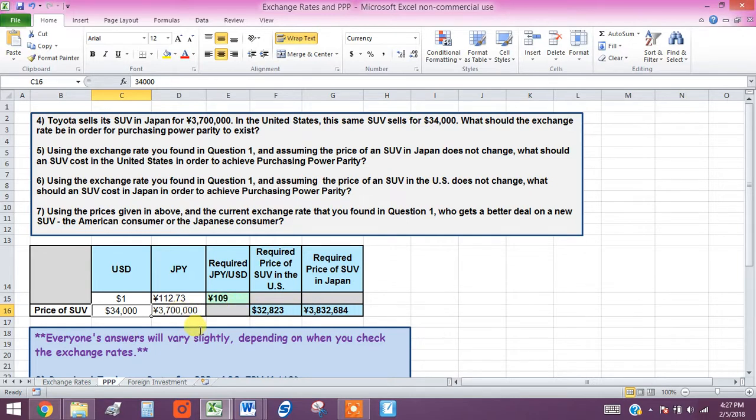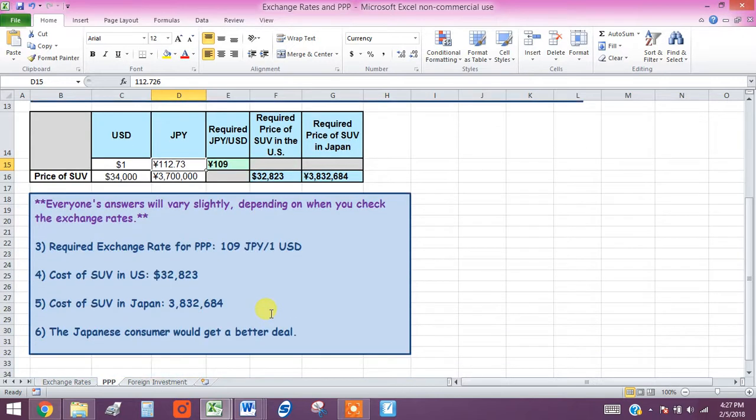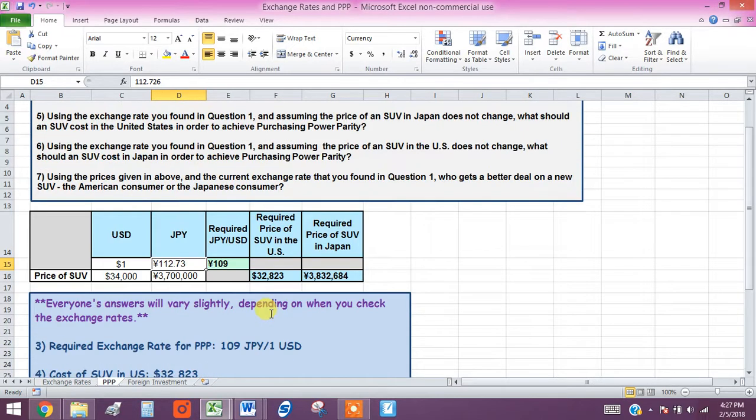If we use the purchasing power parity exchange rate, the U.S. consumer could buy the car for less. So they're getting a worse deal with the current exchange rate versus the purchasing power parity exchange rate right here. Okay? I hope that helps you understand this idea of purchasing power parity a little bit better.